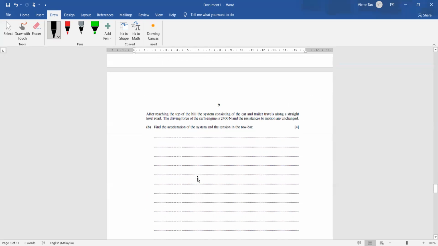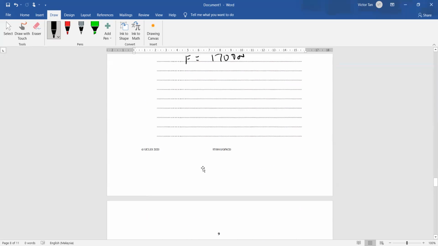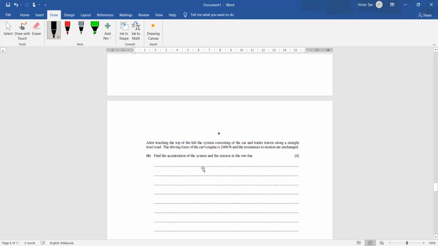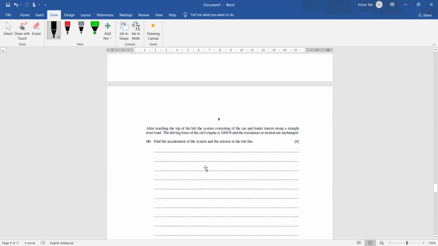After reaching the top of the hill, the system consisting of the car and trailer travels along a straight level road. The driving force of the car's engine is 2,400 Newton and the resistances to motion are unchanged. Find the acceleration of the system and the tension in the tow bar. Again, the resistances are 400 Newton and 200 Newton. This is the tow bar. So the driving force is 2,400. Find the acceleration.